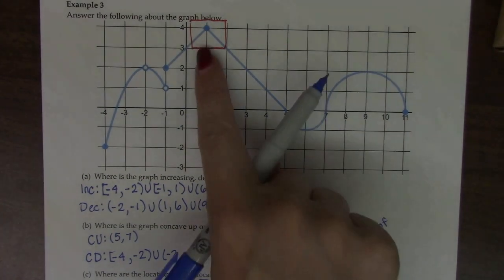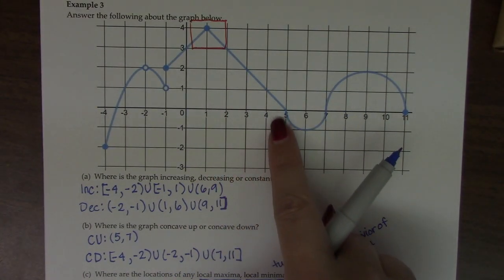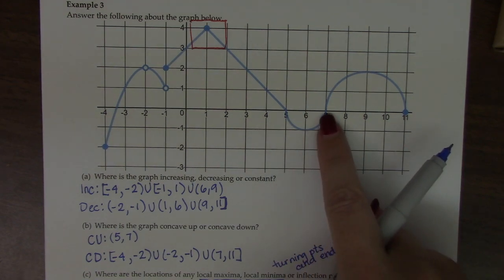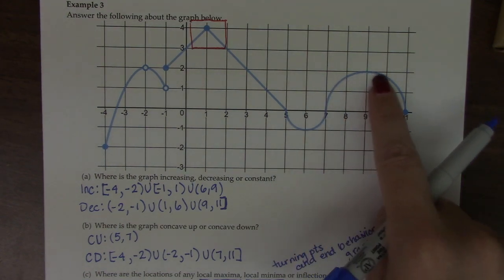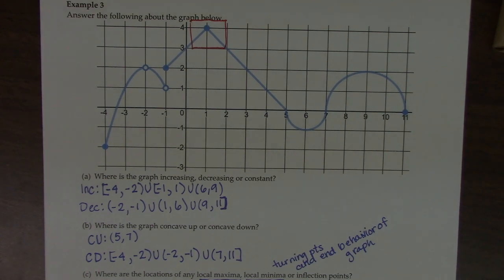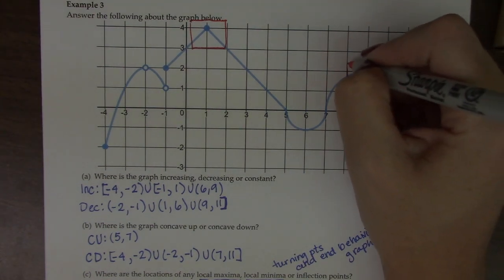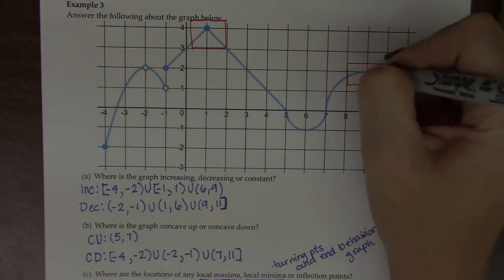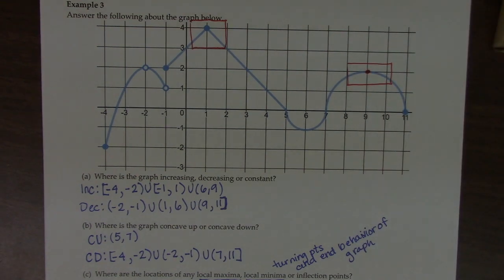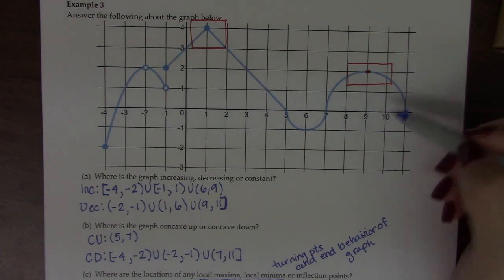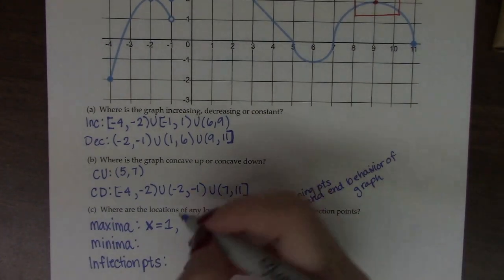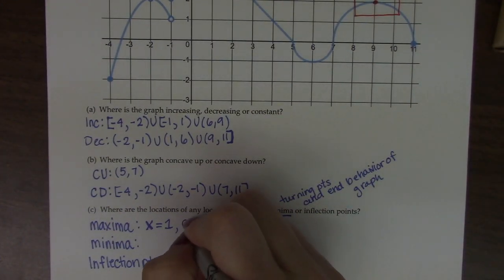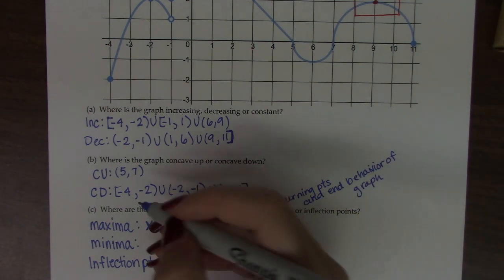Then as we come down, the graph is falling, comes down, starts increasing again, and then it has another turning point. Once again, if I look at this region of the graph, we can see that that is the highest point in that area of the graph. So this is at x equals 9, so I would say that there is a maxima at 9.